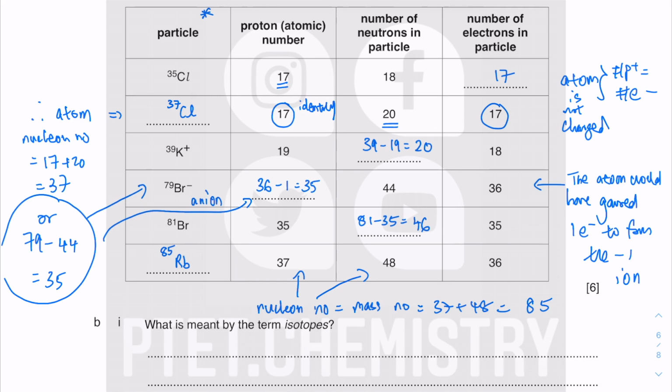No, not yet. Look at 37 and look at 36. So it doesn't have an equal number of protons and electrons. You have 1 more proton than electrons because you have lost an electron.